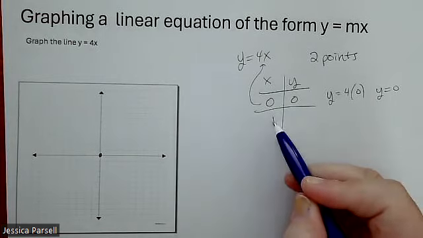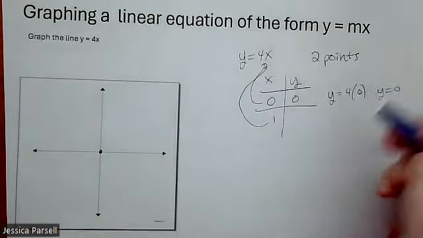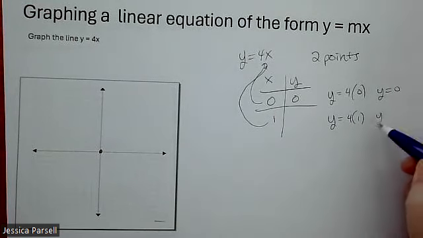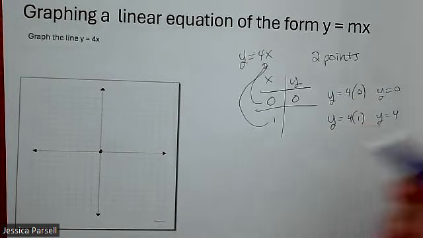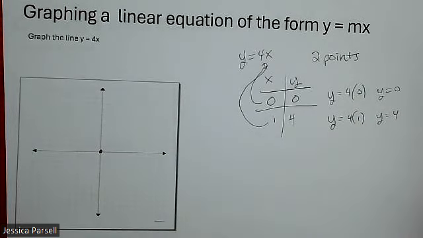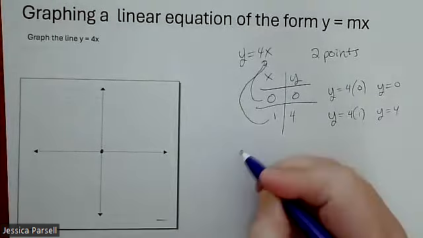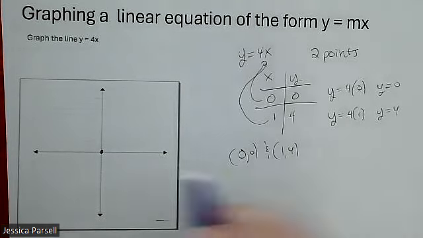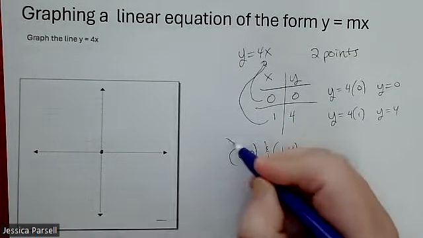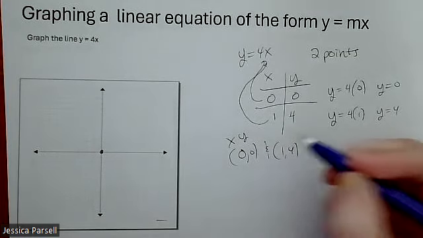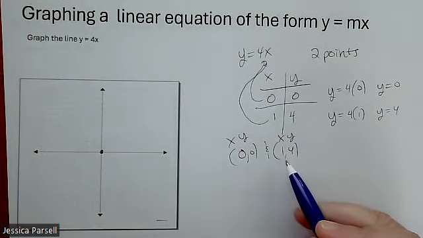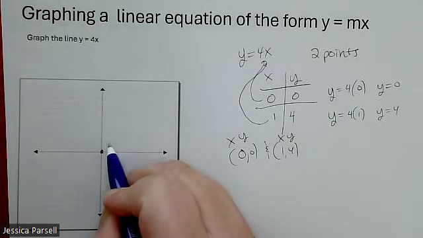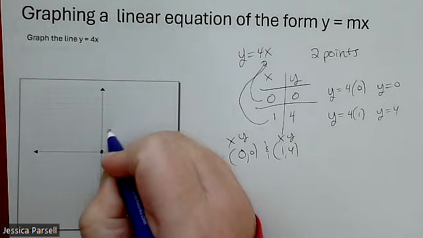Let's try putting a 1 in for x. So now we'll try putting a 1 in for x. y is equal to 4 times 1. Well, 4 times 1 is just 4. So y equals 4. So there's your other coordinate. So we're going to graph (0, 0) and (1, 4). So there's (0, 0). You move 0 on the x and 0 on the y. And then we're going to move 1 on the x and up to positive 4 on the y. So 1, 2, 3, 4.